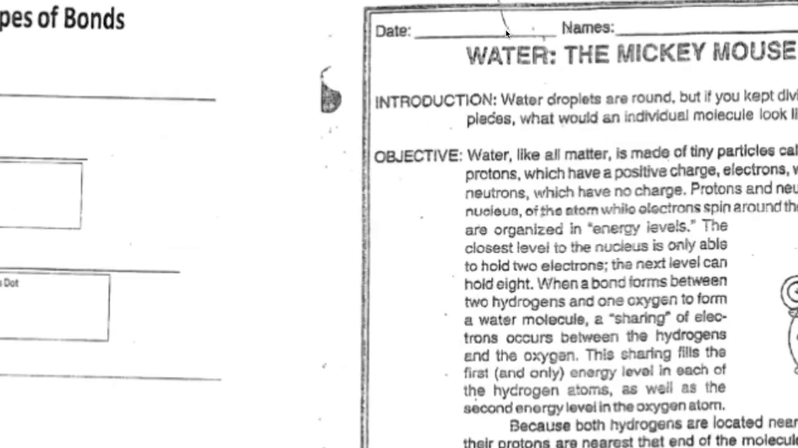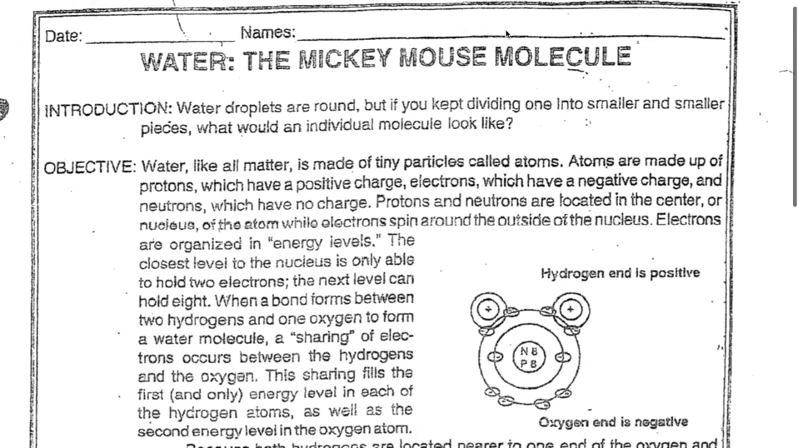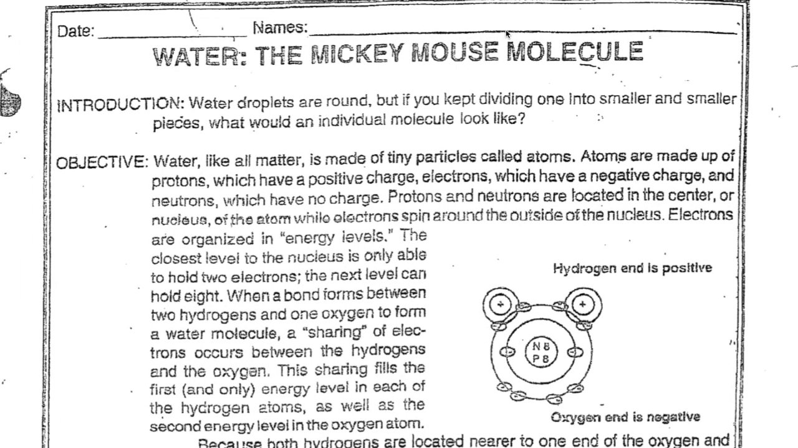So today you're going to be working on an activity. If you pull this out, it's called Water, the Mickey Mouse Molecule. I'm going to read this introduction to you. Water droplets are round, but if you kept dividing one into smaller and smaller pieces, what would an individual molecule look like? Water, like all matter, is made of tiny particles called atoms.